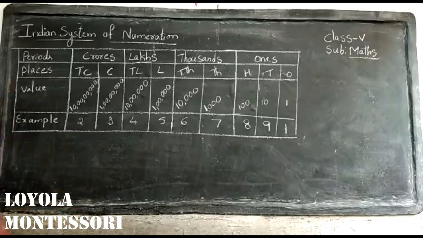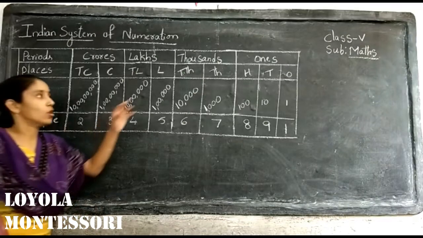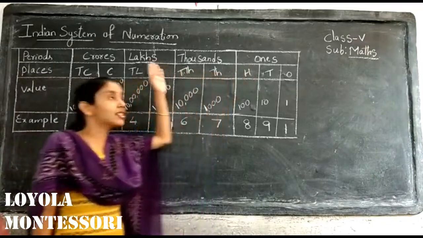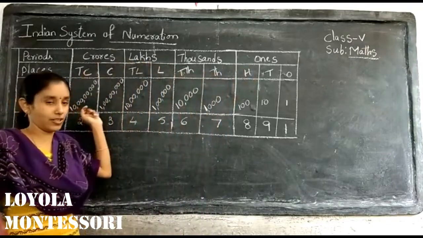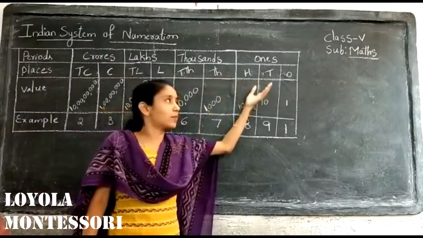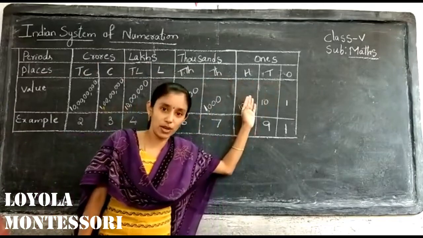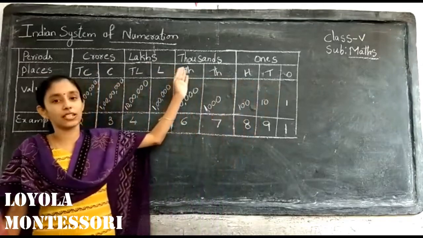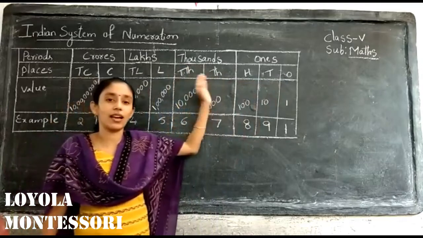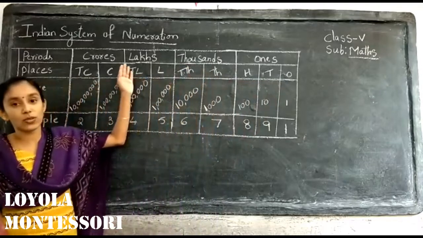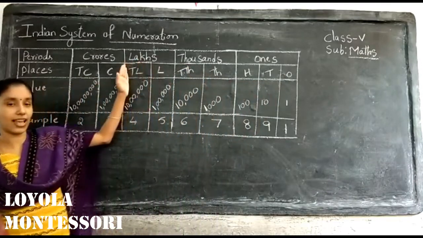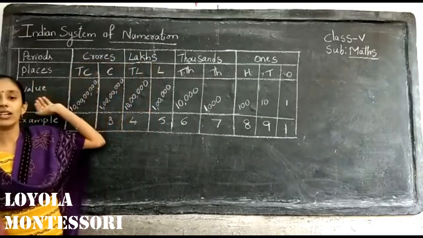Place value system. In the Indian system of numeration, we have 4 periods: ones period, thousands, lakhs and crores period. In ones period we have 3 places: ones, tens and hundreds. In thousands period we have 2 places: thousands and 10,000s. In lakhs we have 2 places: lakhs and 10 lakhs. In crores it is crores and 10 crores.